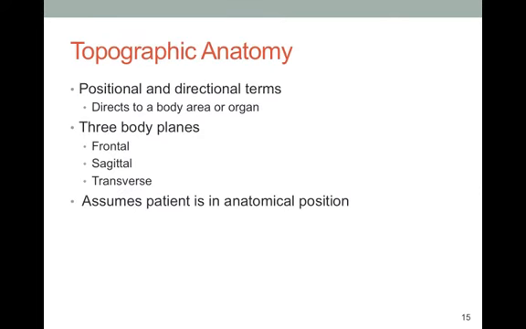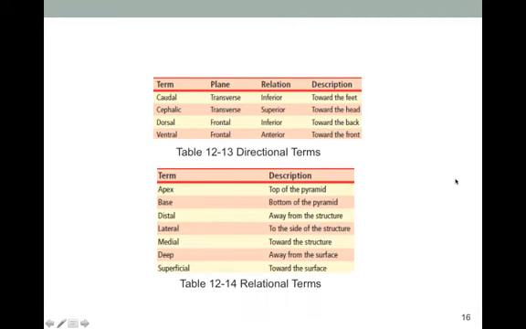Topographic anatomy. Position and directional terms. Directs to the body area of an organ. 3 body planes: there's frontal, sagittal, and transverse. This assumes the patient is in the anatomical position. And I got some of the tables here to kind of talk through. Example, caudal, which is on the transverse plane, and it's inferior, it means towards the feet. Cephalic, transverse plane as well, superior, towards the head. These are directional terms, table 12.13.